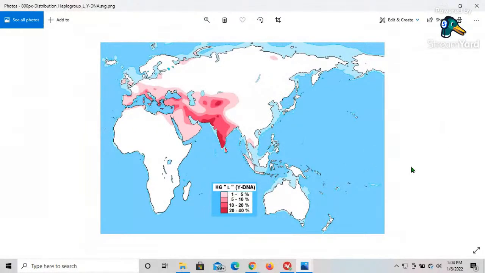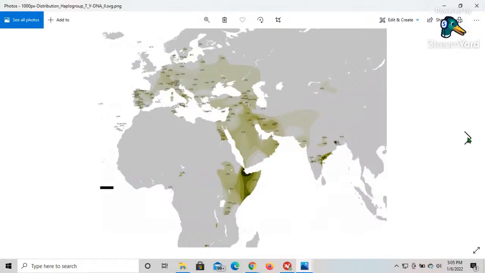L is Greek. See all the way from here. L, Thracians. Originally, the Thracians, Alexander the Great took it all the way to India. T, same thing, is all the way to India. And the Greek Sea people had trade with the Horn of Africa.